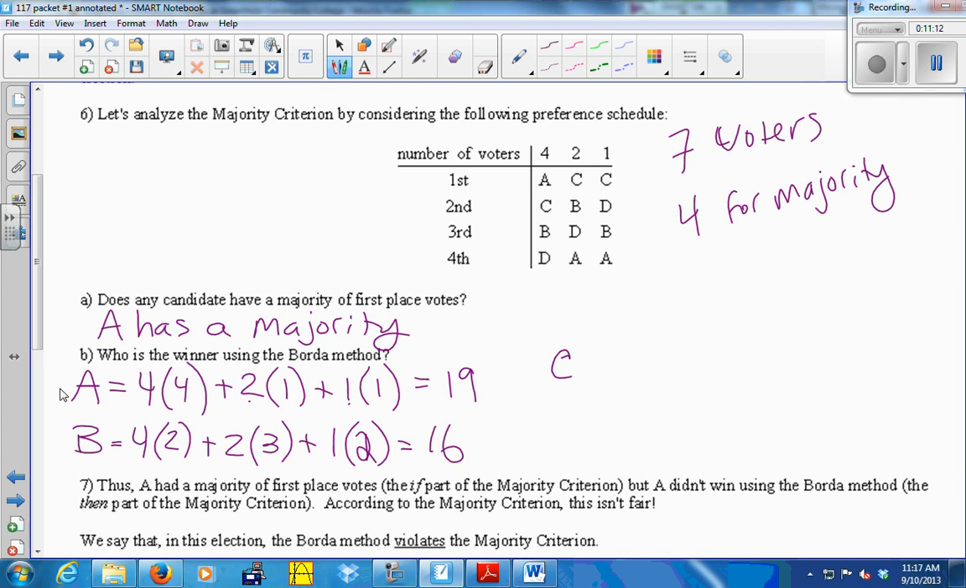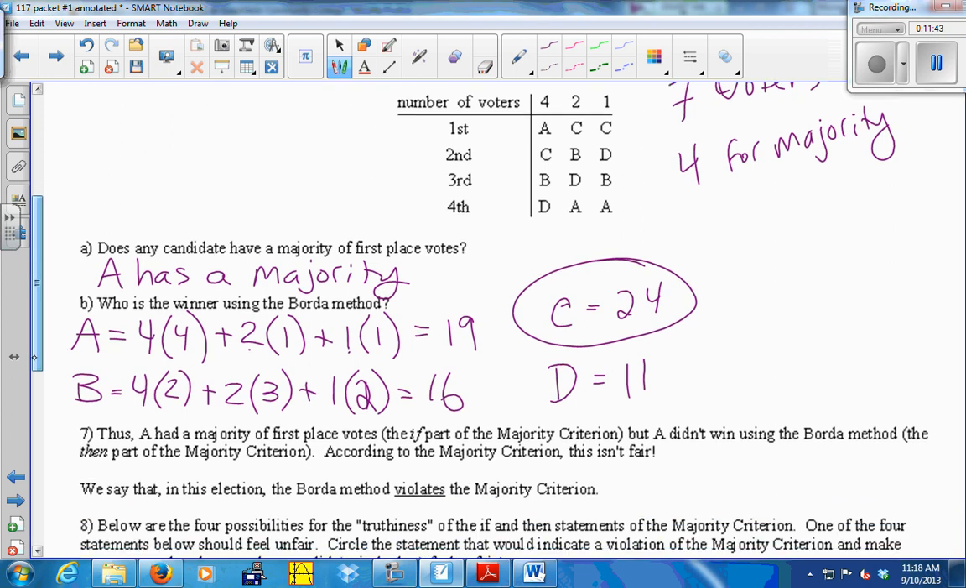Okay, now somebody who's already calculated it, what do you get for C? 24, and for D? We have some 11s and some 13s and a 12. 11? I think it's 11. It should be 4 plus 4 plus 3. That's 11. Okay, so C is the winner, right? They have the most points using Borda count.